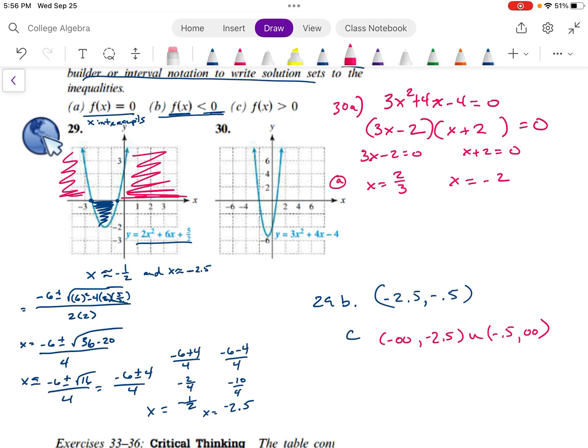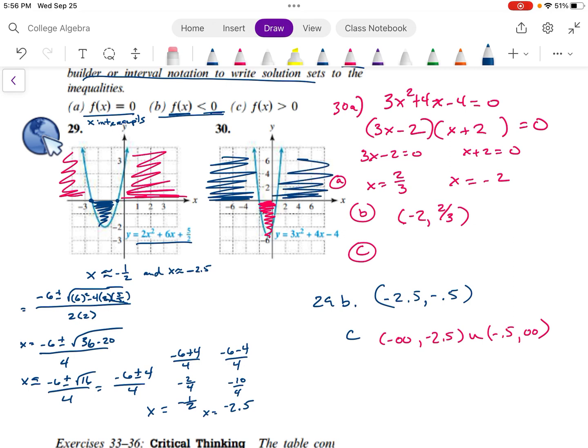So that's part A. For part B, we get to say, okay, when is it negative? Well, it's negative between the two x-intercepts, so between -2 and 2/3. And part C, when is it positive? That's when it's out here. So we would say negative infinity to negative 2, union with 2/3 to infinity.